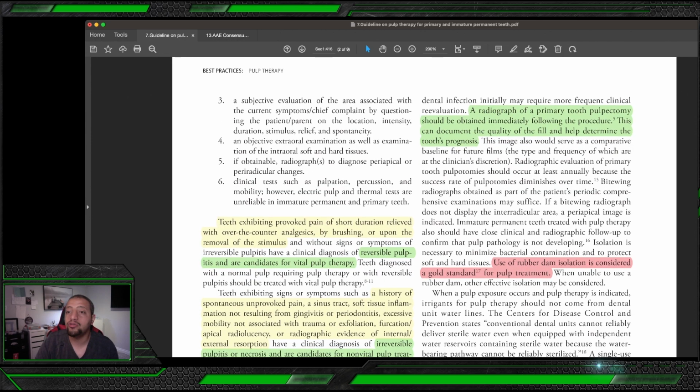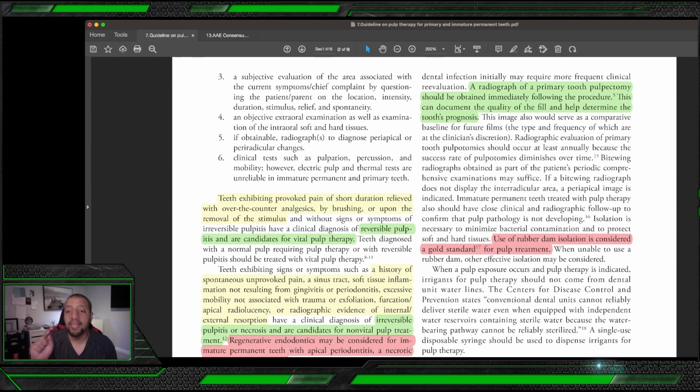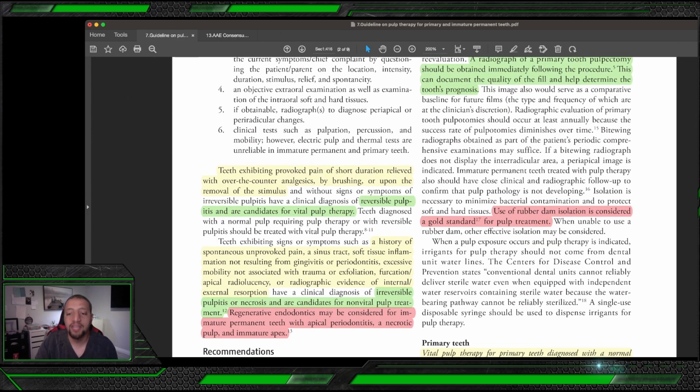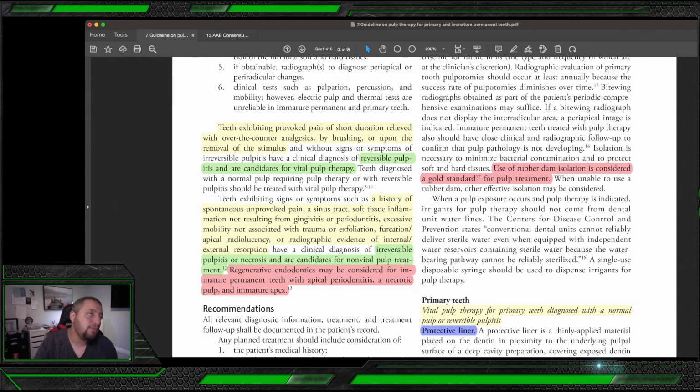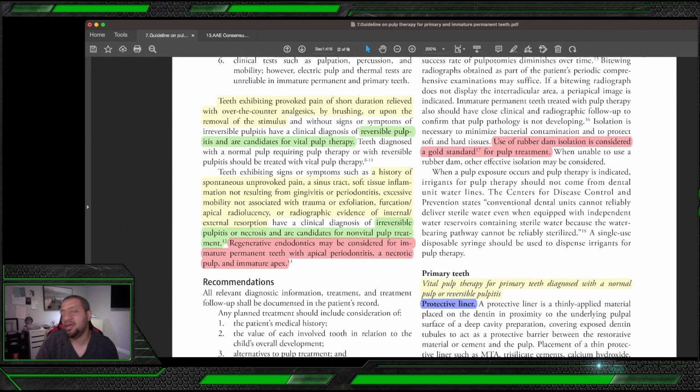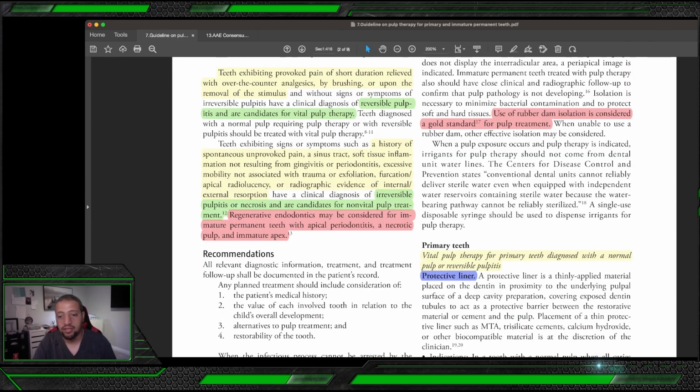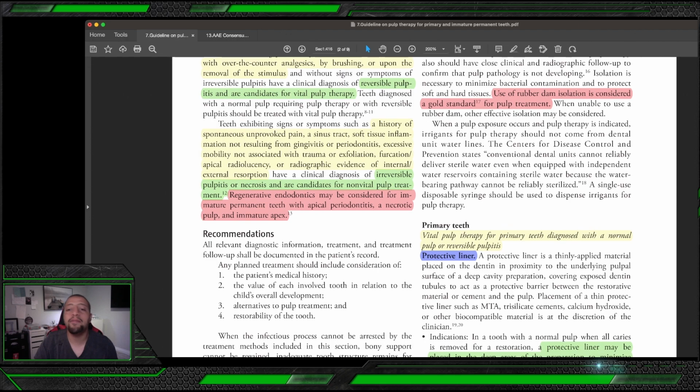So if you are going to do pulpotomy or pulpectomy, you should take an X-ray, and here is the answer for this one. Use of rubber dam is considered a gold standard for pulp treatment. We said before, for root canal treatment, rubber dam is a must. For this one, considering the patient's age and how he is going to cooperate with you, it's a gold standard here.